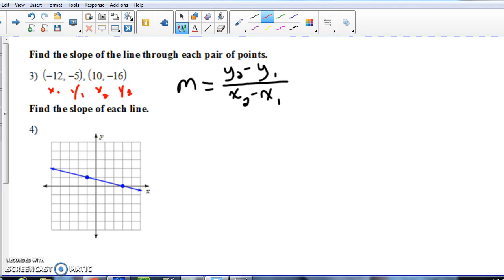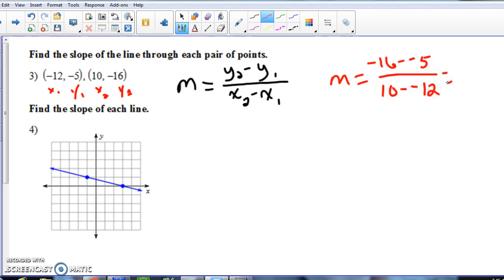So for this particular problem, if I'm finding slope, my y2 is negative 16. Please remember there is a minus in the formula. Minus my y1 is negative 5. My x2 is 10. Minus my x1 is negative 12.